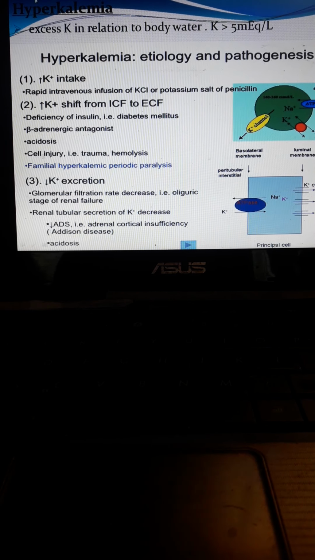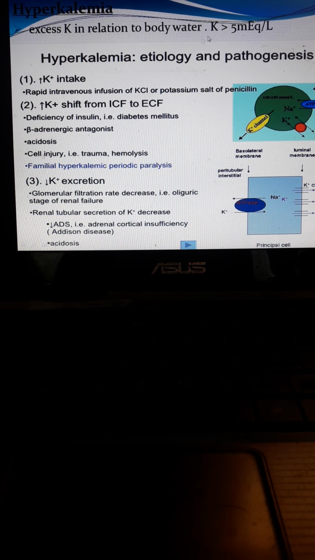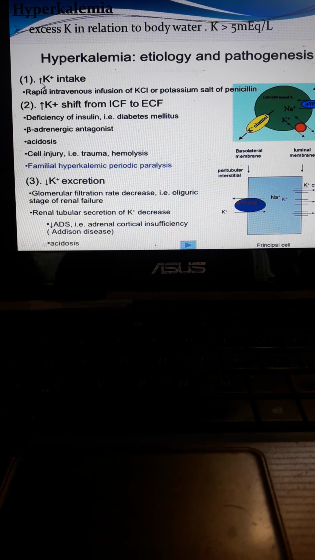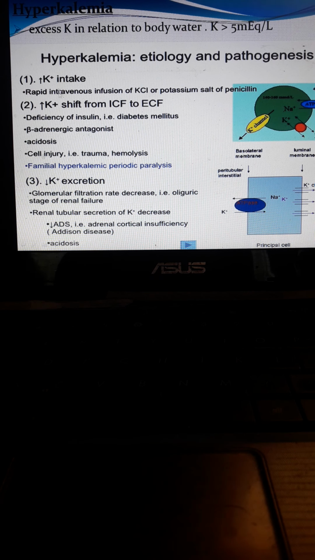Okay, so hyperkalemia is excess potassium in relation to body water. So the potassium ion is more than the standard 5 mEq per liter. So we go now to the etiology and pathogenesis, or the origin of the disease. There is an increase in potassium intake, because of a rapid intravenous infusion of KCl, or potassium salt, or penicillin, that is being given by the physician.